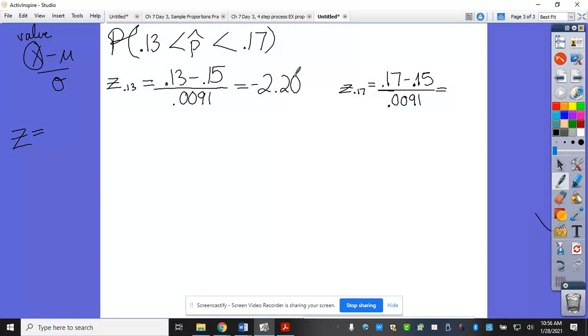Well, this is 0.2 below, this is 0.2 above, so without typing anything in my calculator, this is going to be that direction. What's my next step? As a what?